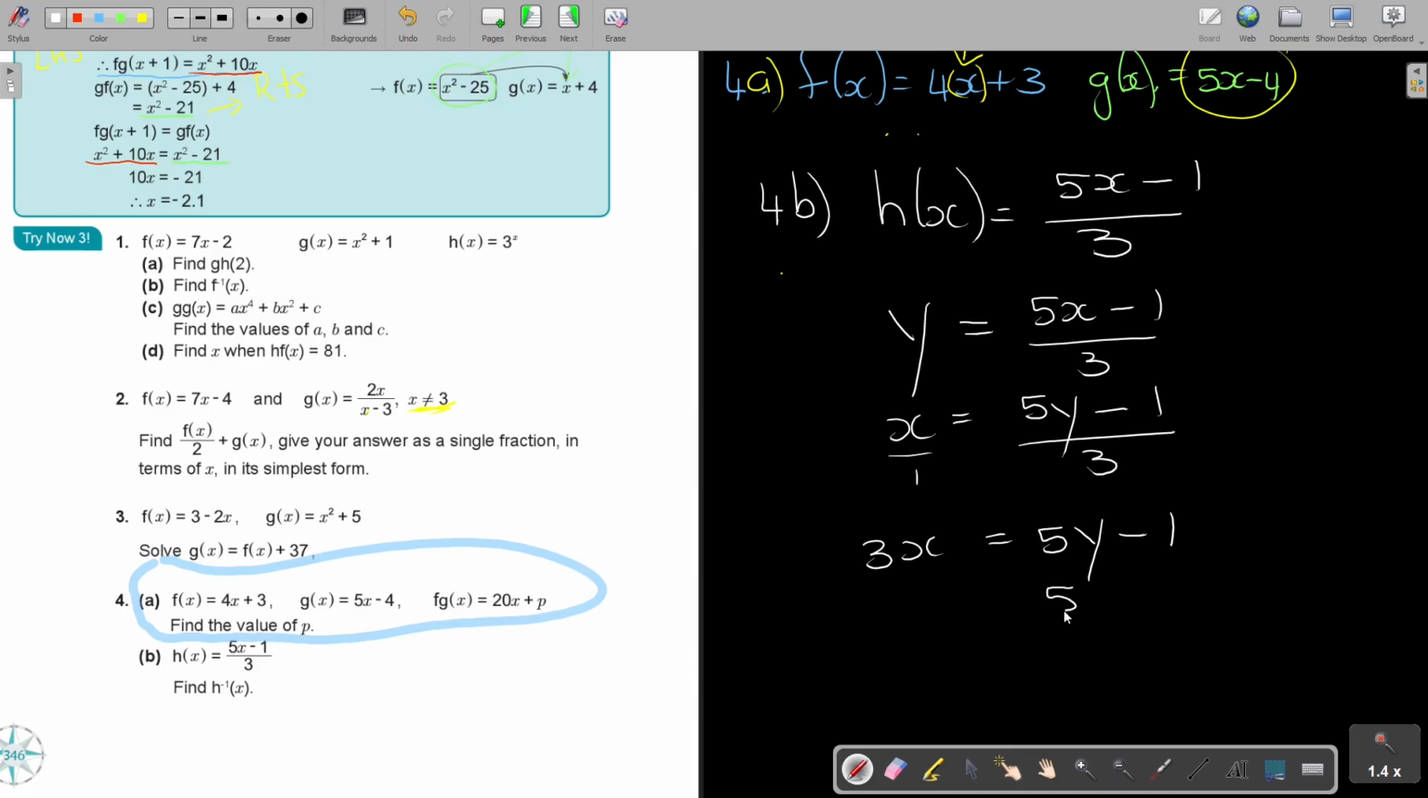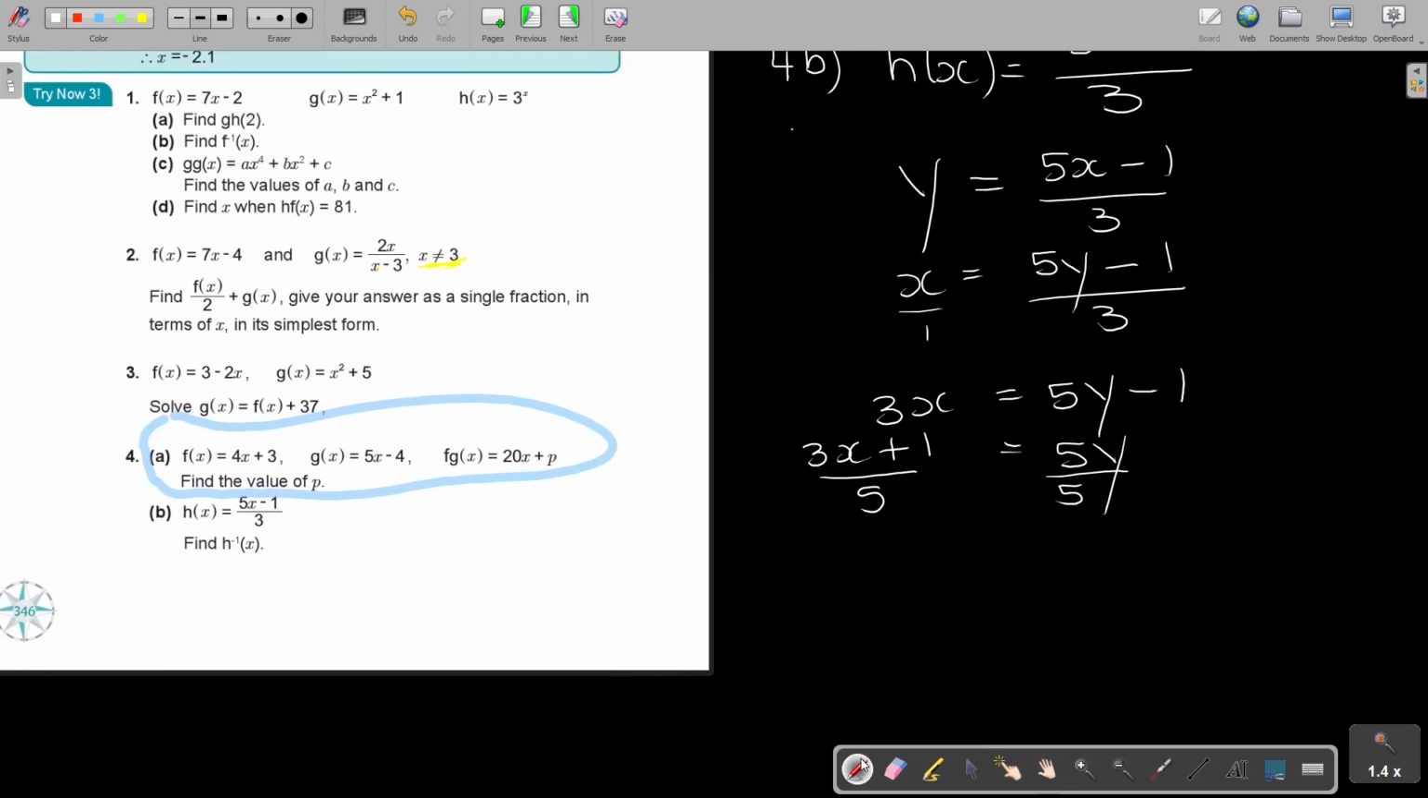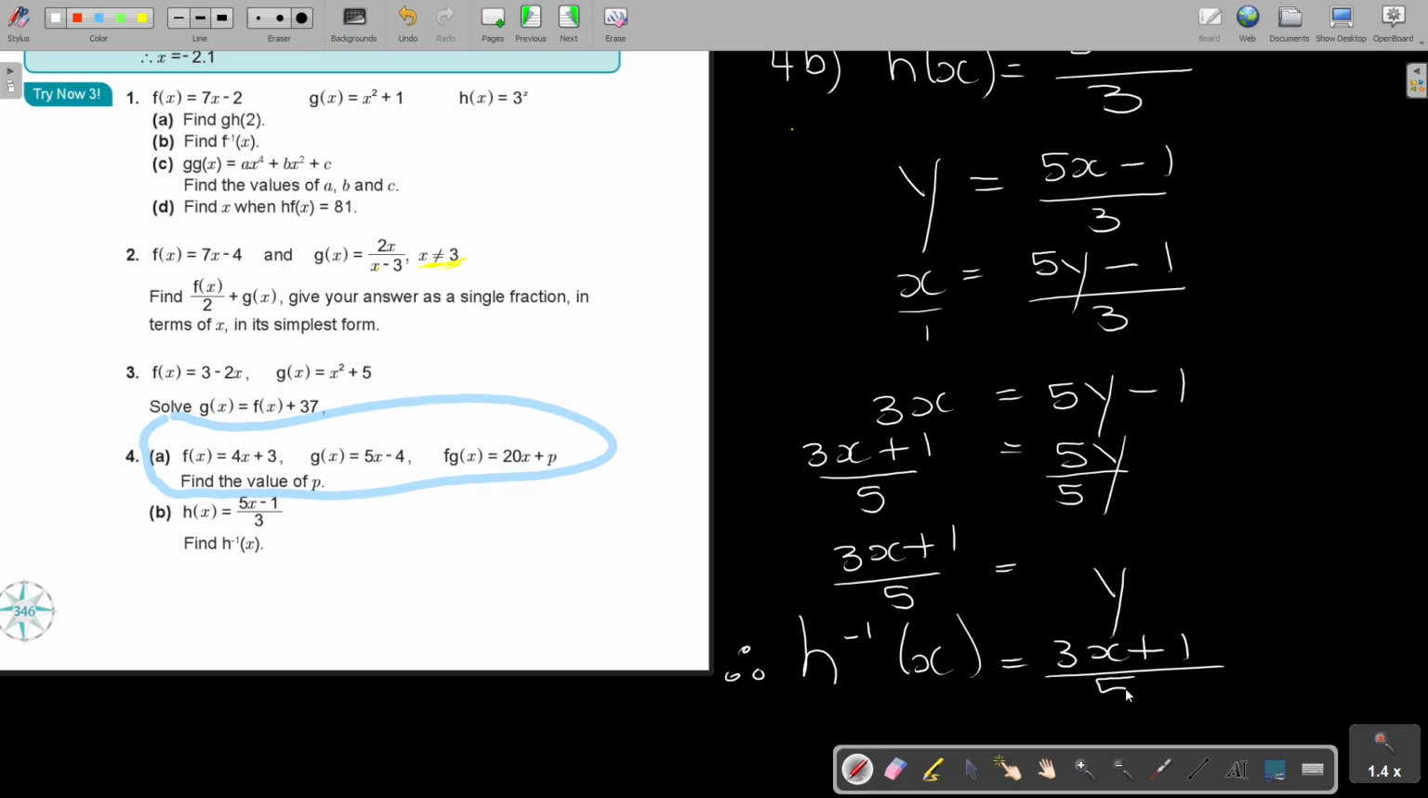Okay, and then it's 5y is equal to 3x plus 1. And then I divide by 5, and I divide by 5. And I get that y is equal to (3x plus 1) over 5. And then don't forget to write your inverse. So therefore, h inverse of x is equal to (3x plus 1) over 5. And that is my final question in this video.